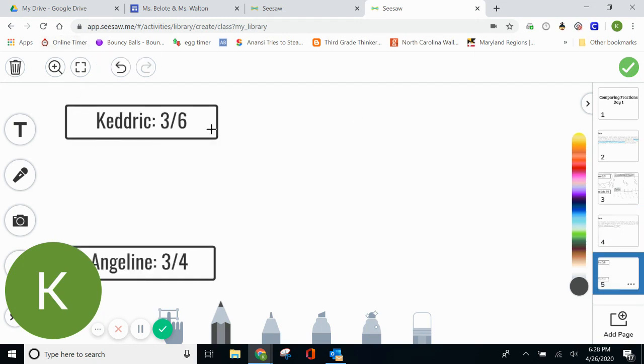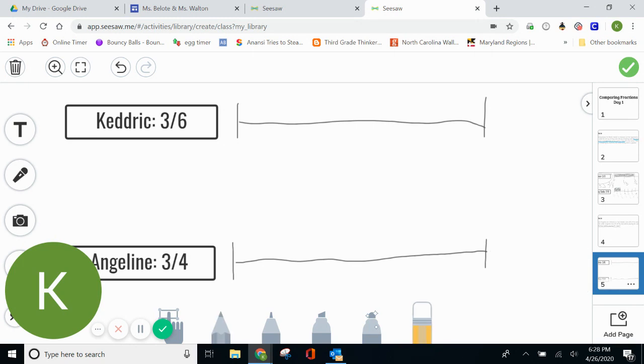From my word problem, I know Kedrick ran 3/6 of the way before pausing for water, and Angeline ran 3/4. So again, this step is extremely important. I'm going to draw my number lines, but I'm making sure my number lines are the exact same size so I can actually compare my fractions.